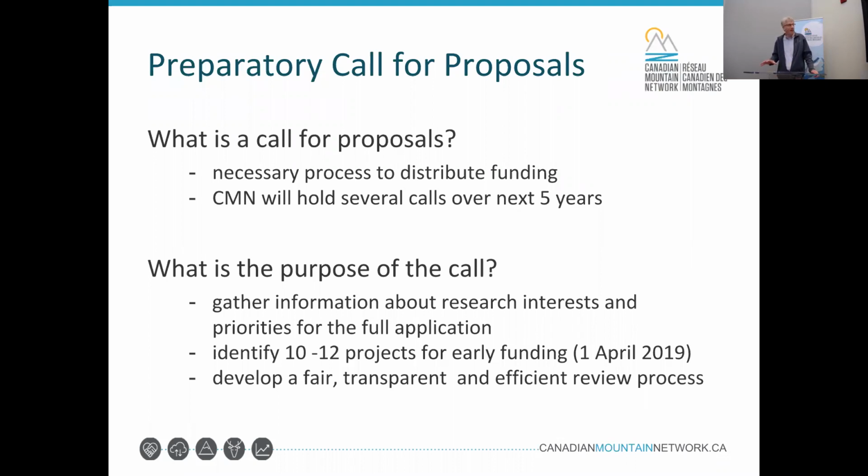We can't make any funding decisions. We have no money. We're not a network yet. We haven't been incorporated as a network. We don't have a formal research management committee or a board of directors. So none of this is intended to pretend that there will be funding at the end of the day.